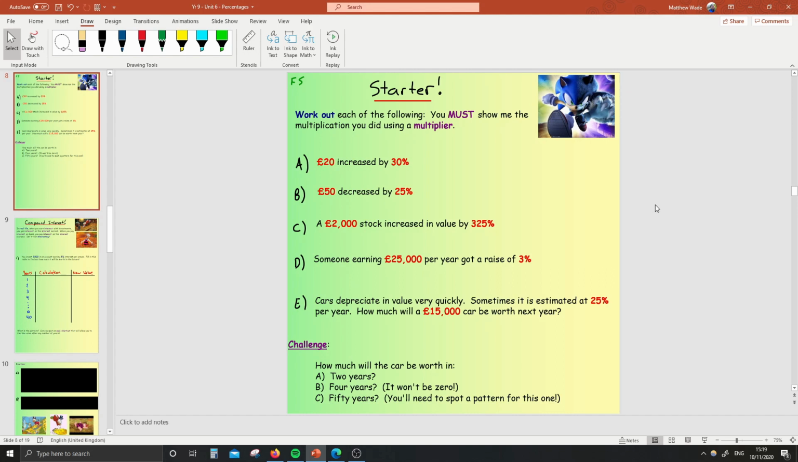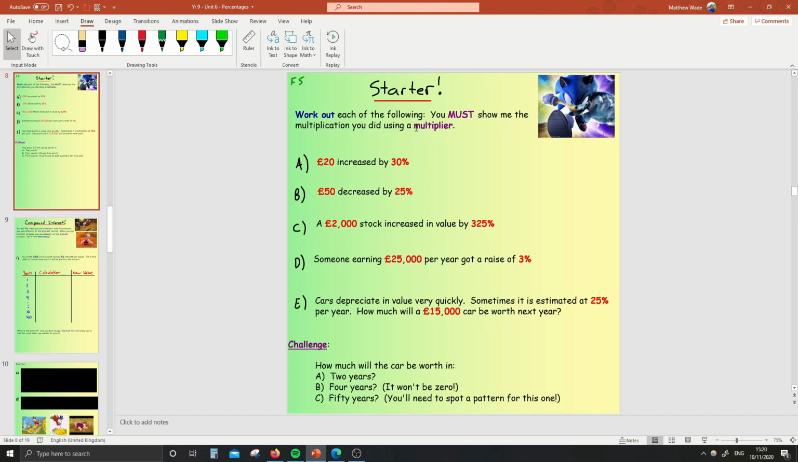Cool, right, buddies? To start with today, we're doing a brand new topic, which is going to be compound interest, but actually, it's still linked to the percentages unit. Now, I'll tell you about that in a sec. But before we move on, here's what I need you to do. I actually want you to try this starter.